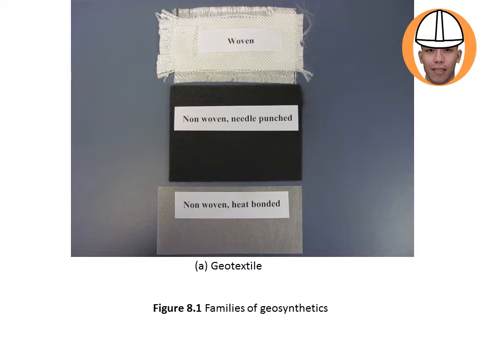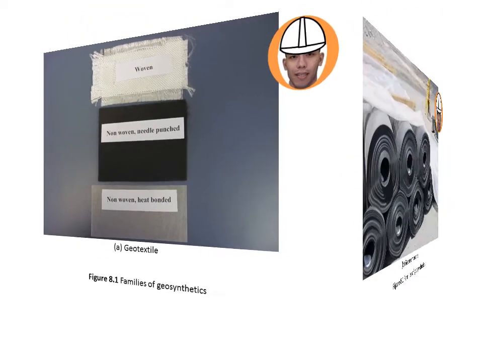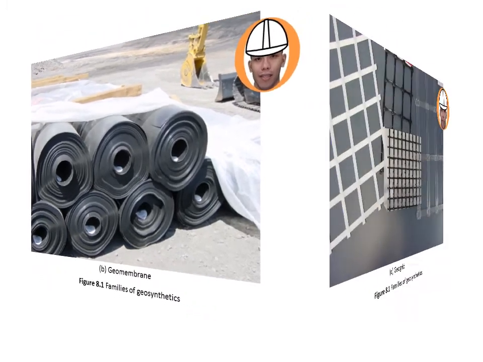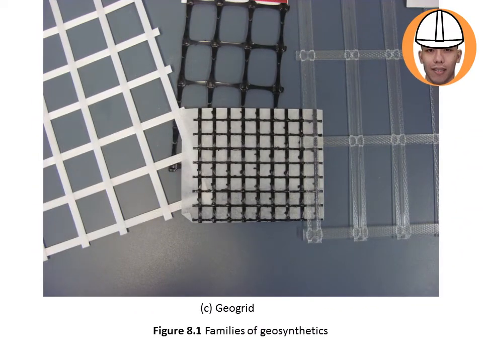Okay, so this is a geotextile sample. So we have woven, non-woven needle punch, and non-woven heat bonded. The geomembrane. So this is a geomembrane. So geogrid.